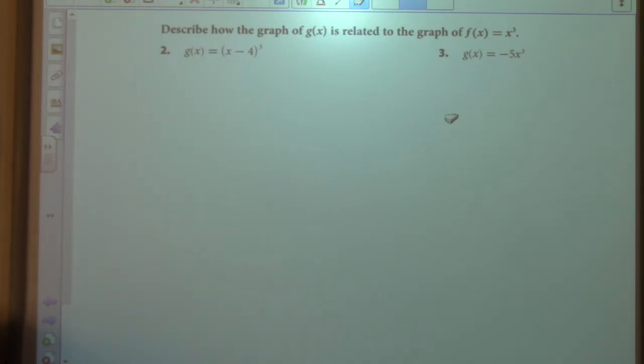And basically your answer is going to say g of x is f of x, blank, blank, blank, right? Translated, reflected, vertically stretched, vertically compressed, and it could be more than one thing.